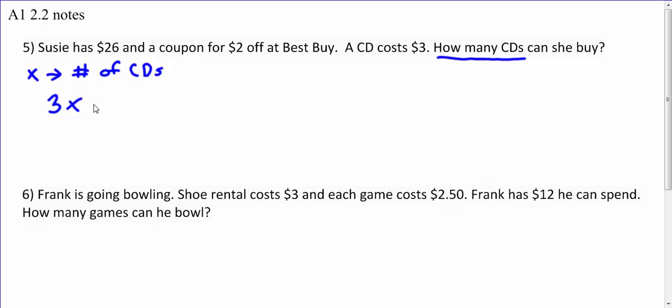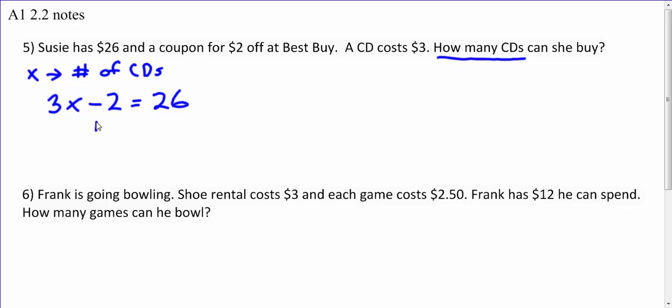3 times the number of CDs, and she has a coupon for $2 off. So we can do 3 times the number of CDs minus 2 is equal to, and then this is the amount of money she has left. So again, I'm taking $3 times the number of CDs. I'm subtracting $2 because of her coupon. That's giving her a discount. And it has to equal 26.